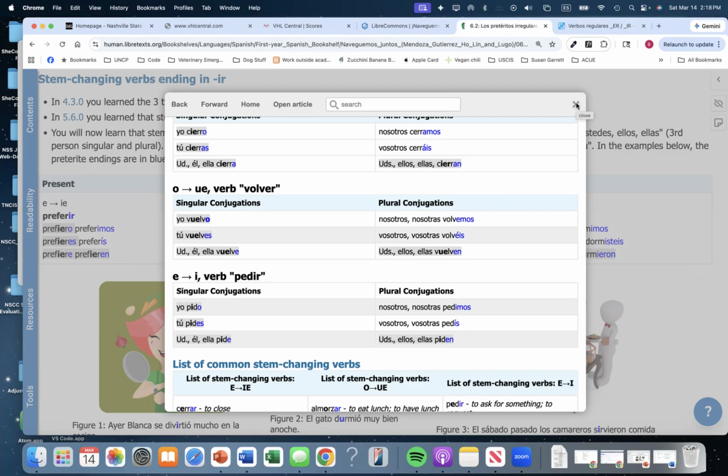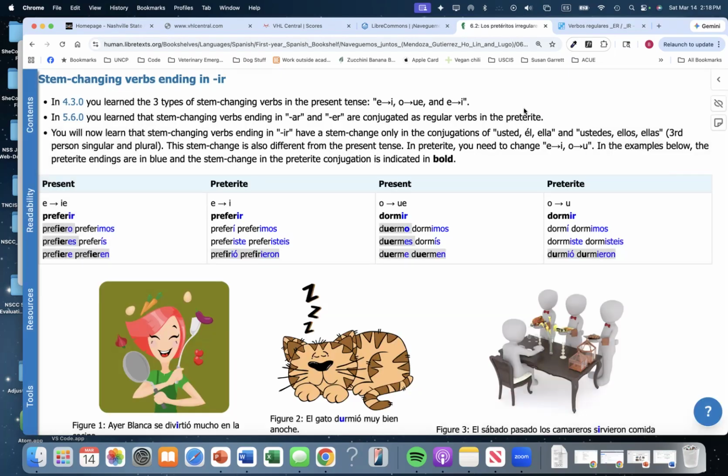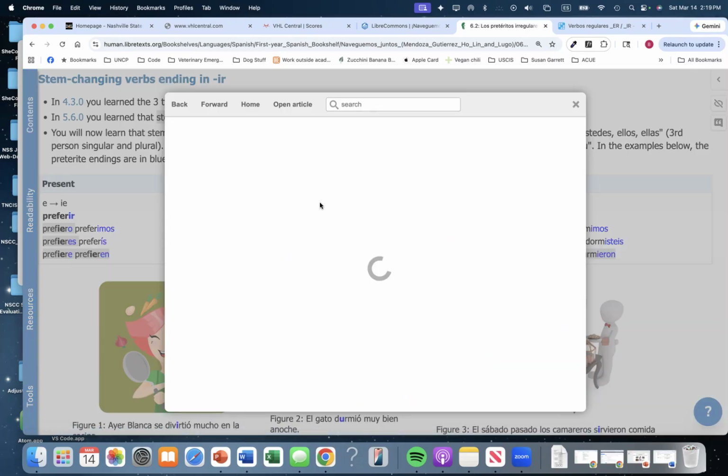Then in Spanish 1020, a while ago, I think it was lesson 6, you learned that stem-changing verbs ending in AR and ER in the present will not change the stem in the preterite. Okay, so let's take a look here. Again, those stem-changing verbs ending in AR and ER change the stem in the present, but when you conjugate them in the preterite, they don't change the stem. They behave as simple regular verbs in the preterite. So let's take a look as review.